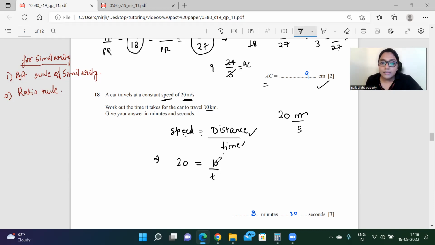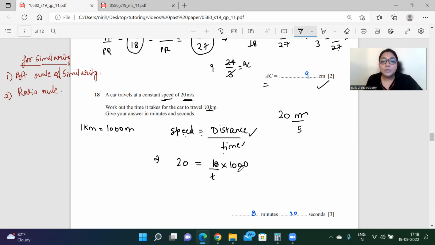But can we put the distance as 10? We can't, because 10 is in kilometers here. We need to convert it into the same unit. So we have to convert this into meters. So what do we do? We multiply by 1,000 over here. Why do we do that? Because 1 kilometer is equal to 1,000 meters.